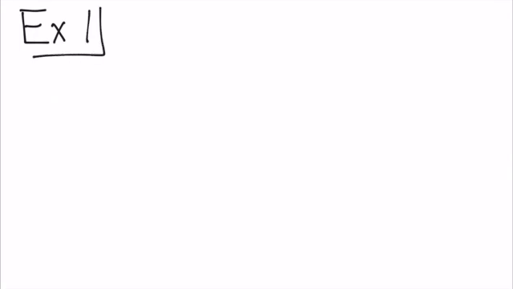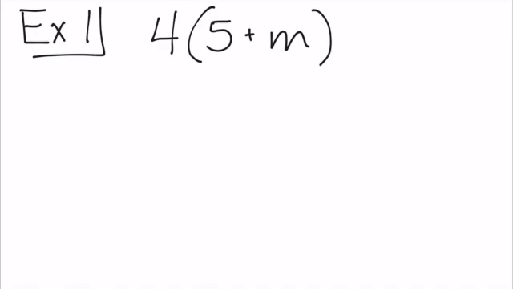All right, let's say I have 4 times 5 plus m. All right, this very much looks like the distributive property. Distributive property typically looks like some numbers in parentheses and one number on the outside. Now, do you see how that 4 is written right next to the parenthesis? That literally means that we're going to be multiplying. When something is written right next to it, it means multiply.